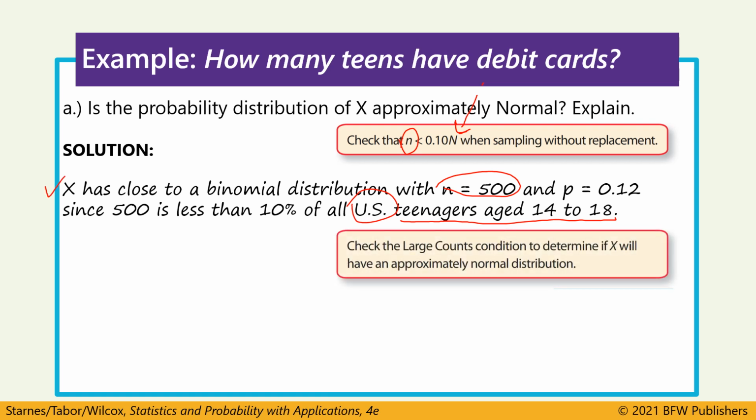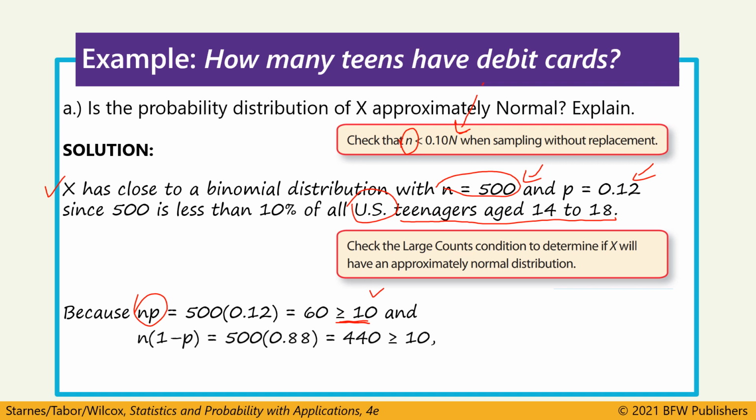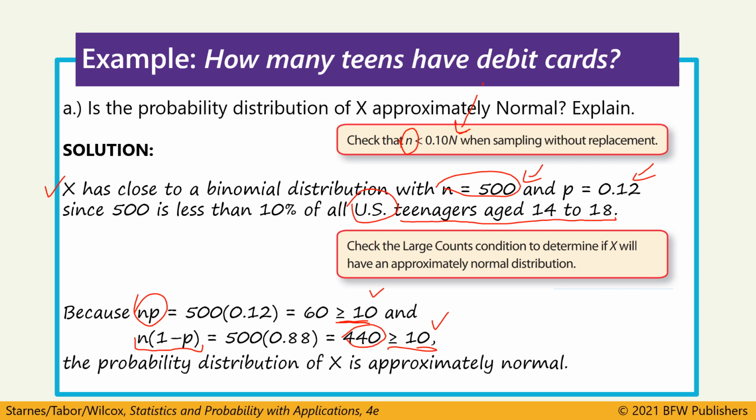We'll continue. The other one is the success-fail condition, or the large counts condition. We're going to take our sample size and our probability of success, and multiply them to see, do we get something bigger than 10? And we do. We do the same thing, except instead of np for this next one, we're going to do n times q, whereas the book likes to write it n times 1 minus p. We get something that's bigger than 10 again, so this one is also met. And because those two conditions are met, we can use a distribution that's approximately normal to solve this problem.